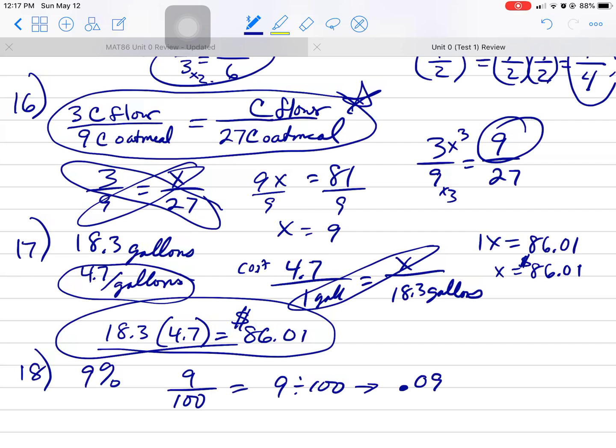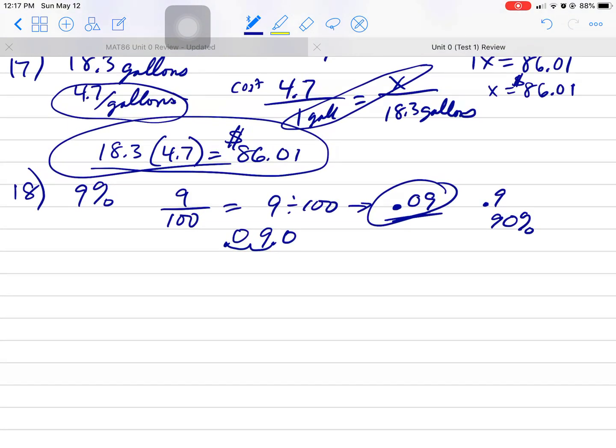I'll even take the swoopy part. This is 9.0%, so you're moving it 2 places this way. All right, unacceptable would be a 0.9. What is that? That's 90%. Okay, so 0.9 is 90%, so 0.09 is 9%.